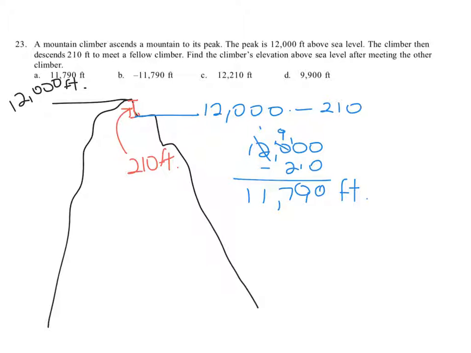And so the elevation now after descending 210 feet would be 11,790 feet. And it's not negative. I mean, if you're at negative, this is saying that you are 11,000 feet below the surface of the ocean. No, not likely. So your elevation is a positive number because you're above sea level. So that is going to be positive 11,790 feet. And that's A.